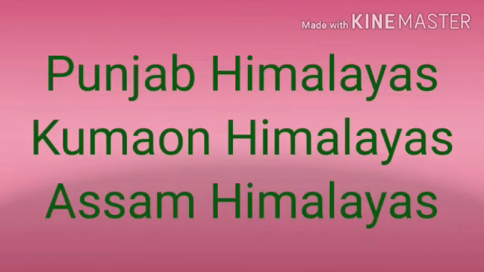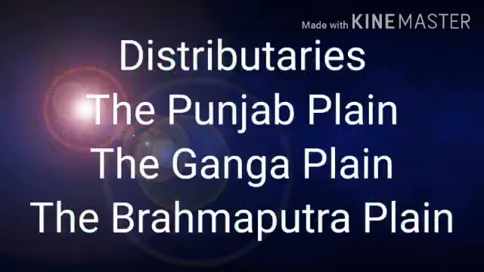Students, do you know where are Assam Himalayas located? Yes, Assam Himalayas are located between Tista and Dihang rivers. Moving on to understand distributaries, Punjab Plain, Ganga Plain, and Brahmaputra Plain.